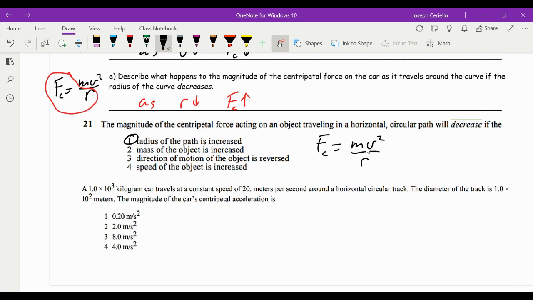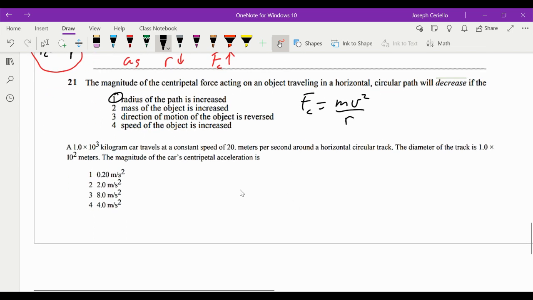If mass increases, since that's in the numerator on the other side, F_c will also increase. So that is not true. The direction of motion is reversed. We've noticed the direction of v doesn't matter. And the speed of the object is increased. As we discussed earlier, if v gets bigger, F_c will get bigger as well.